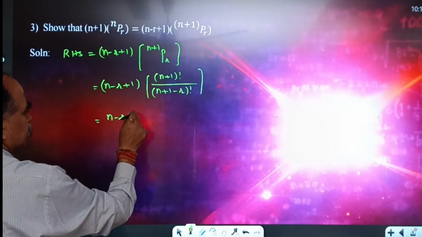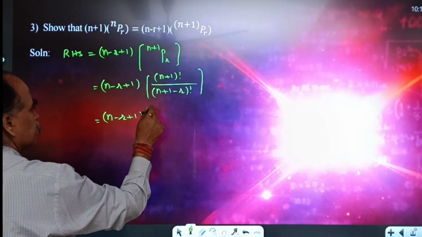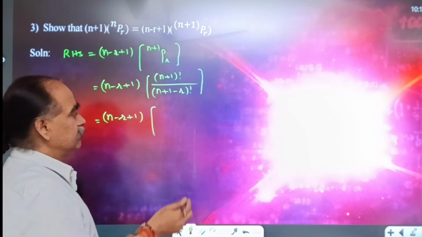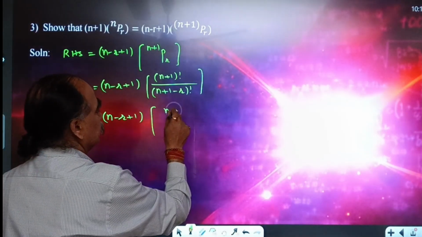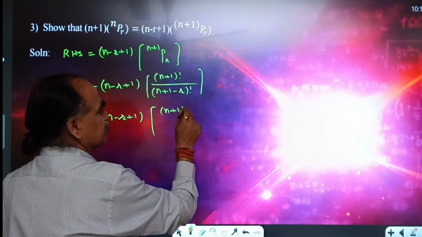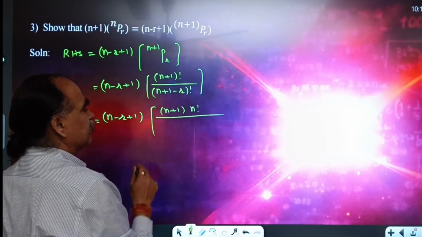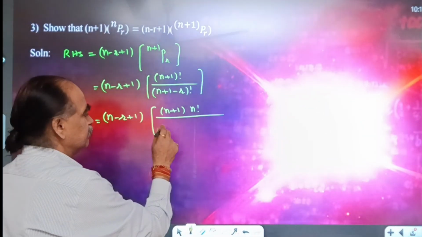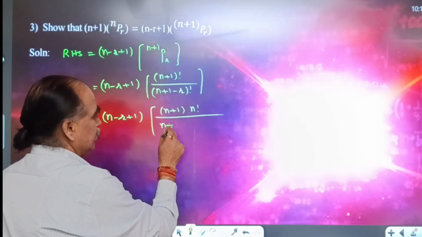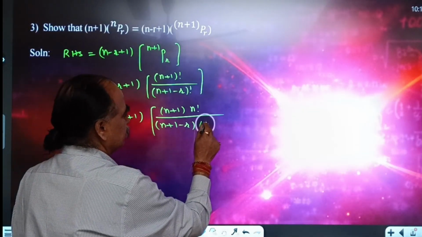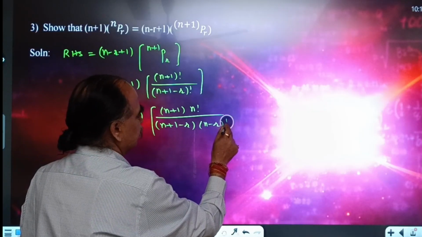n minus r plus 1. How will we write n plus 1 factorial? n plus 1 into 1 less, n factorial. And how will we write n plus 1 minus r factorial? n plus 1 minus r into 1 less, n minus r factorial.